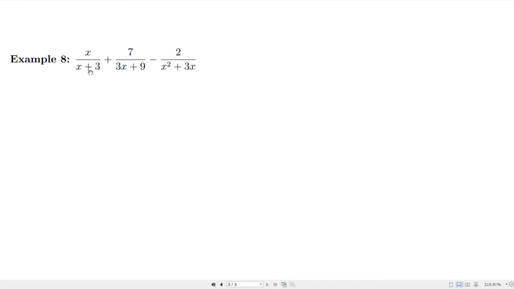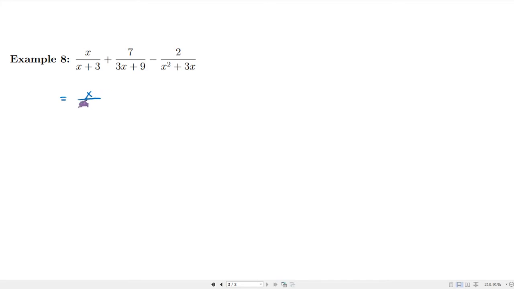All right, now we have 3 fractions, right? So we're going to add these two and then subtract this one. Since we're dealing with 3 separated fractions, we are just going to use the same exact procedure. We're going to try to find a common denominator. So let's factor each one as much as possible.